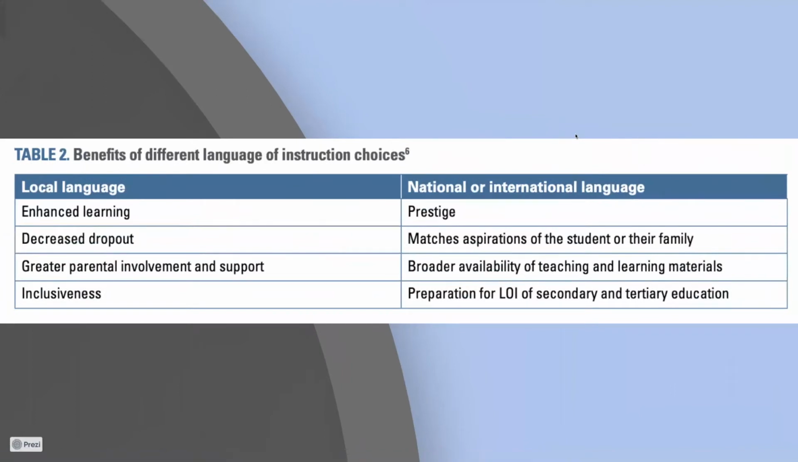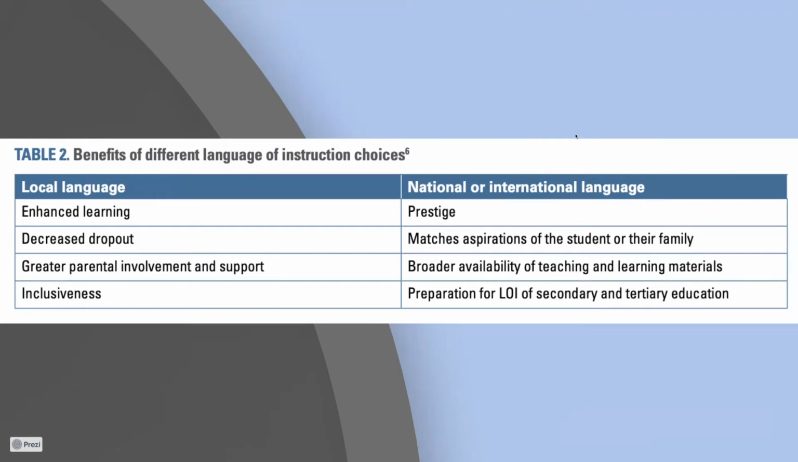There are actual benefits of different language of instruction choices. And you can see some of them here. Some of the benefits of local language medium learning include enhanced learning of the child, decreased dropout rate, greater parental involvement and support in the child's learning, and inclusiveness, which is especially for girls who are less likely to be fluent in national or international languages than boys are.